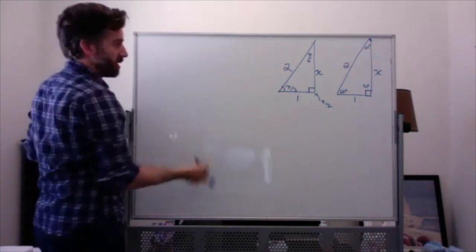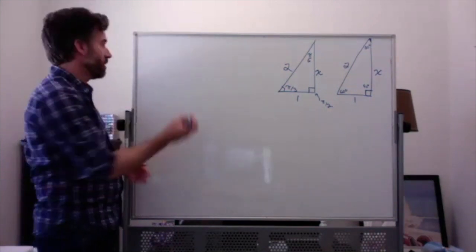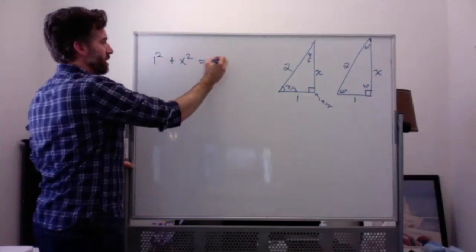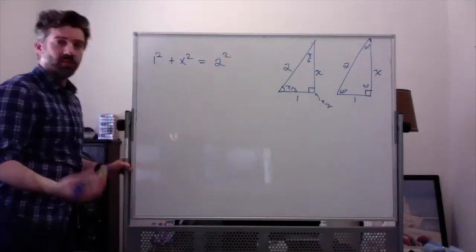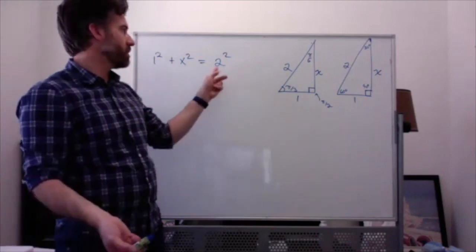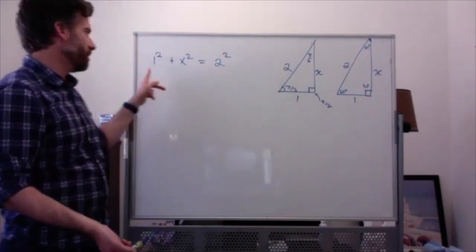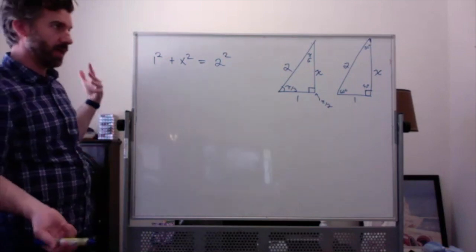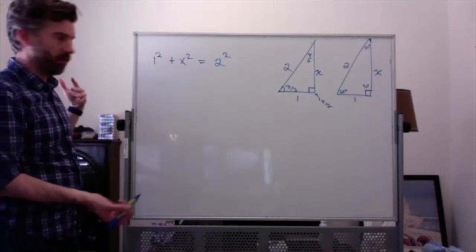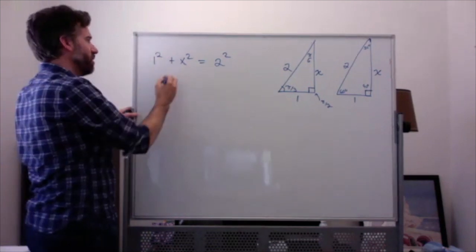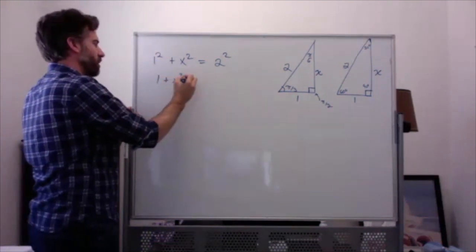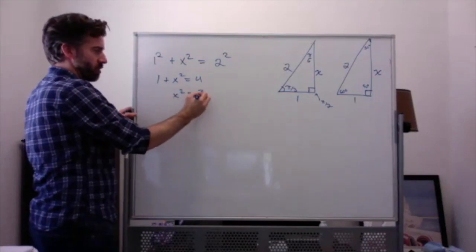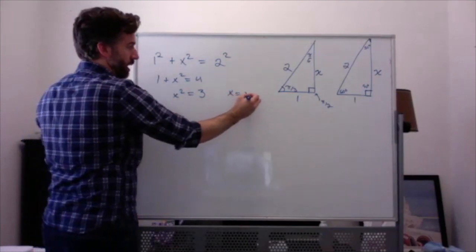So to find x, again, Pythagorean Theorem. I'm going to have 1 squared plus x squared equal to 2 squared. Just a reminder, it's always the hypotenuse that goes by itself, and the other two sides, the legs or the base and the height, if you want, go on together. So solving for x squared, I have 1 plus x squared equals 4. X squared equals 4 minus 1, which is 3. So x equals the positive square root of 3.